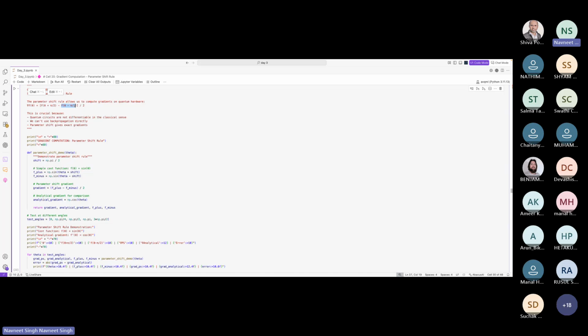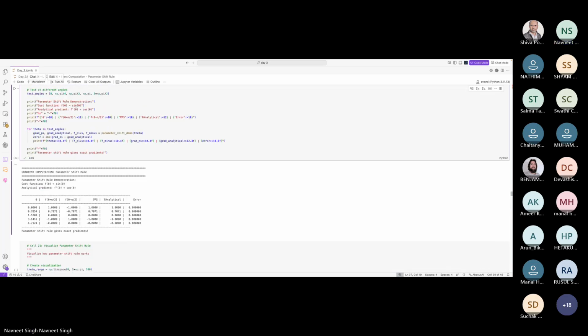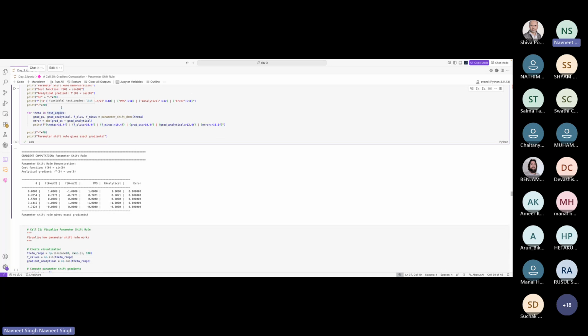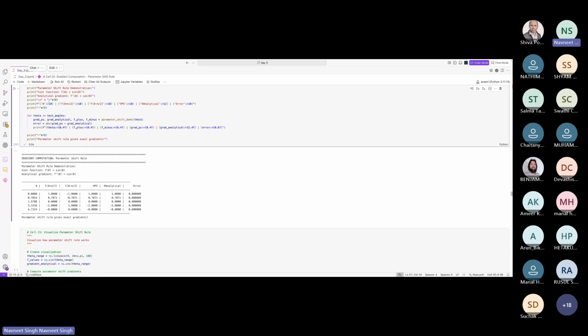Then we create a small list of theta values from 0 to 2 in this code, and then we print that header line. If you see this, in the loop over each theta, we compute the f.